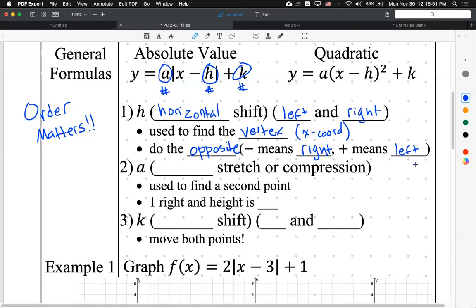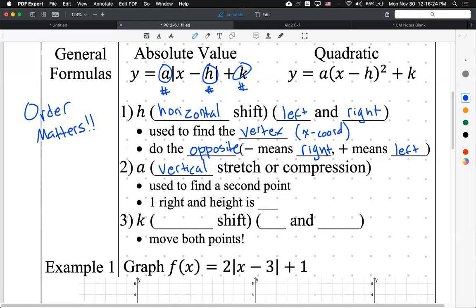Okay, after you've dealt with h, every single one of these letters is going to move your function around and stretch it and do different things to it. H, what did it do? It moved it either left or right. Next, we're going to talk about A. A is your vertical stretch. I can stretch it or I can compress it. Typically, we think about this in the vertical direction. You could say it's the horizontal direction as well, and you'd be correct. But it's easier to think of it as the vertical direction. The vertical stretch or compression.